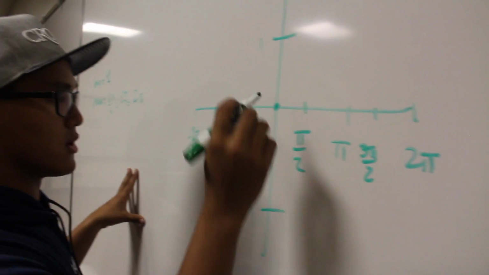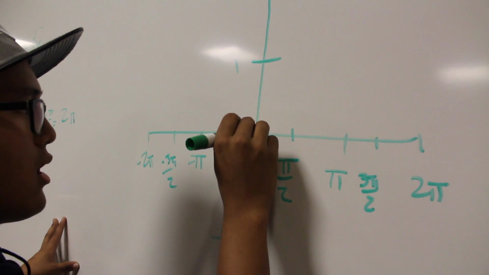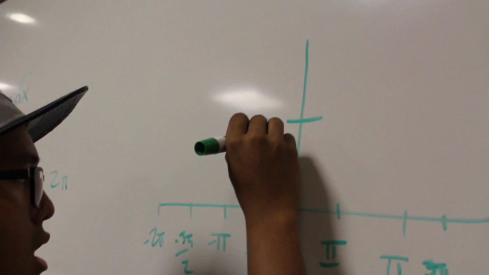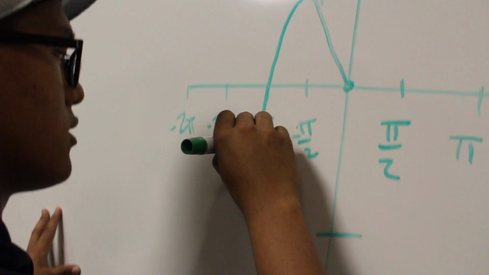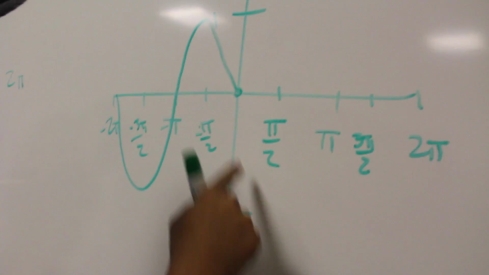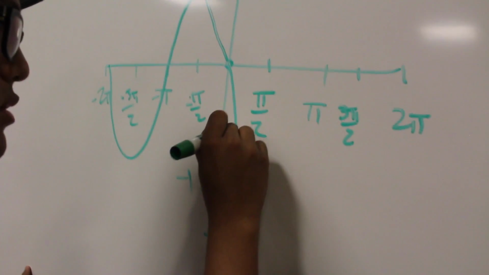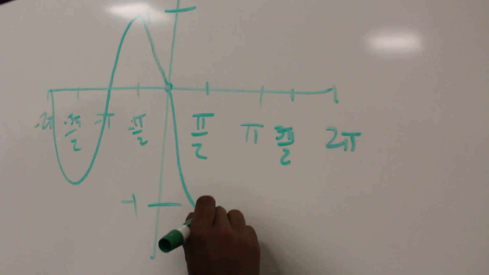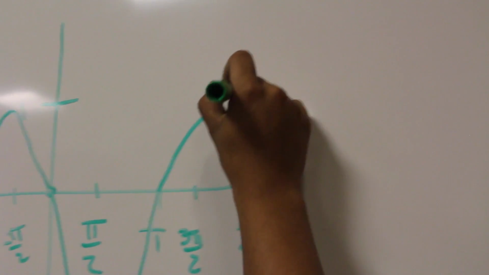So let me show you what it looks like. So starting from the origin, it's going to go up, down hitting the x-intercept, through like that. And then it's going to go down, up, into the 2 pi. So there we go. There's the x-intercept right there. And it's going to go right here.